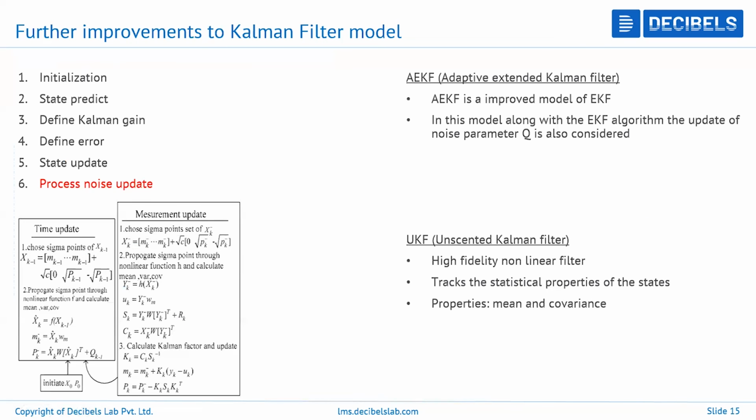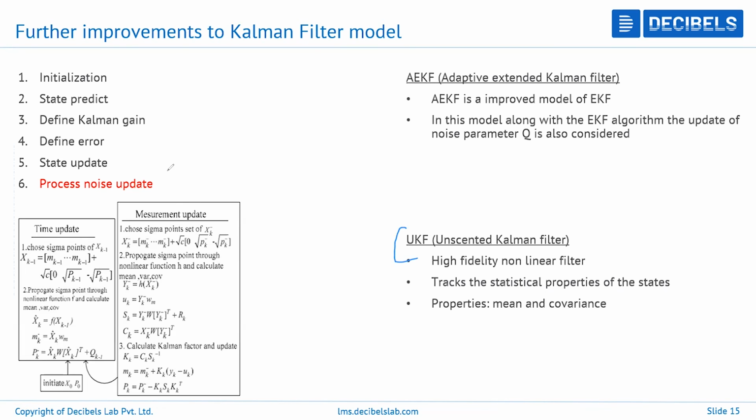So coming to the last part, this is what we call the further improvements to Kalman filter models. As we discussed in the very first slide, it is the adaptive Kalman filter and unscented Kalman filter. So these two are much more improved variations of linear Kalman filters and extended Kalman filters, where higher order fidelity and higher degree of nonlinearity can be considered, especially in unscented Kalman filters.